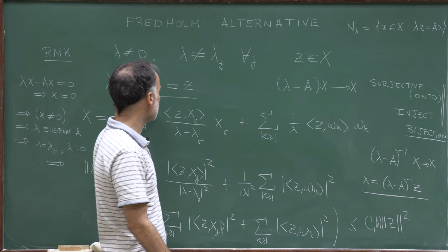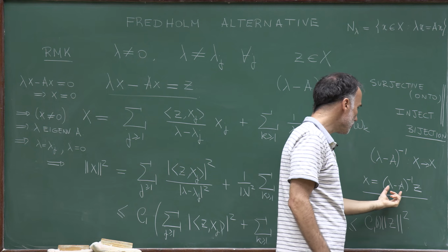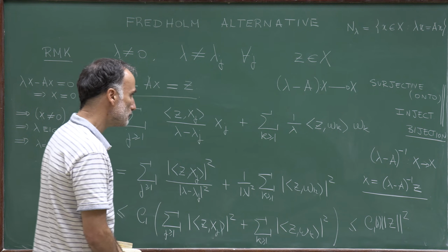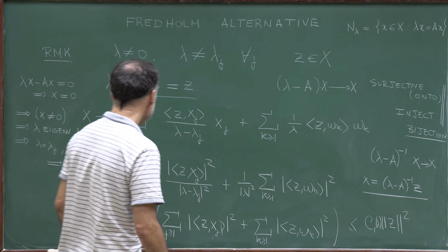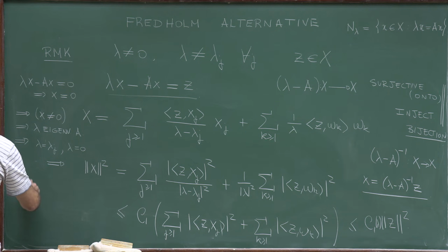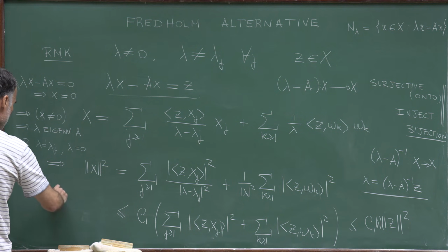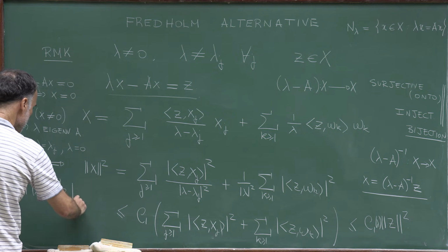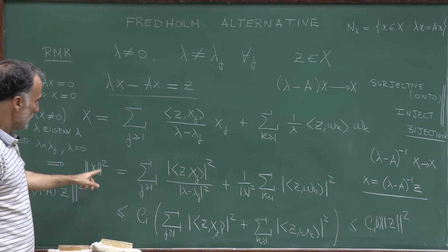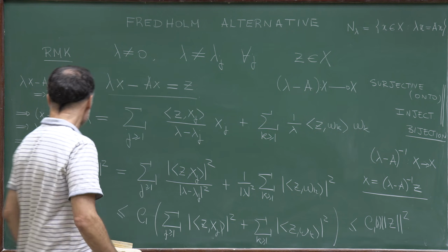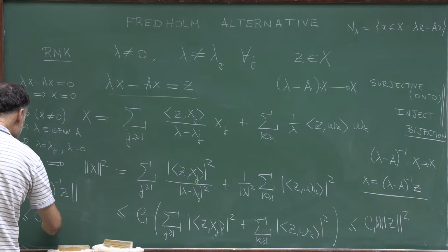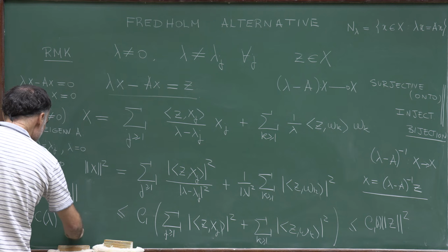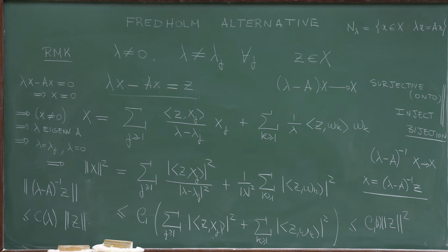So if I want the solution of this equation, I just have to apply to z the operator (λ - A)^-1. And what this inequality is telling me is that x is (λ - A)^-1 z. So let me write this as the norm of (λ - A)^-1 z, squared. What the sequence of inequalities is telling me is that, forgetting the square, this is bounded by a constant which depends on λ times the norm of z, which means that this operator is a bounded operator.